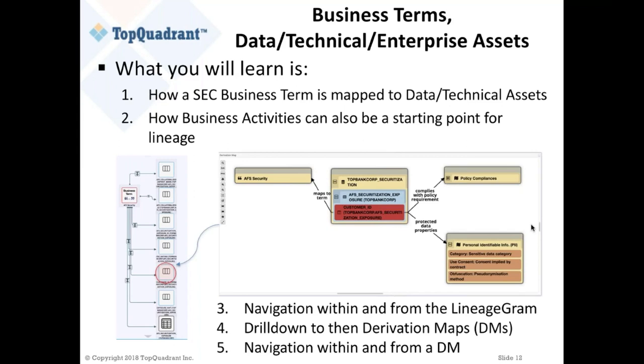In this case, the activity would be regulatory compliance, for example, but it could be any kind of activity. And in a more general sense, you'll also be introduced to navigation within, to and from the lineagegram, drilling down to details that are presented on so-called derivation maps. And here in the screenshot, you see the lineage diagram. As you could see, it can be quite complex and condensed, and more details on the derivation map. And you also see some navigation within and from a derivation map. And with this, we're going to pass to Ralph for the actual demo of this part.